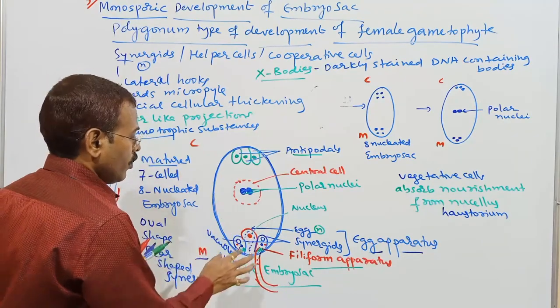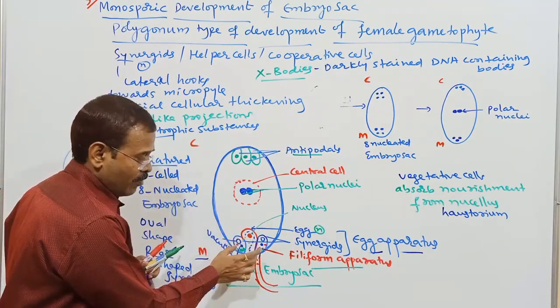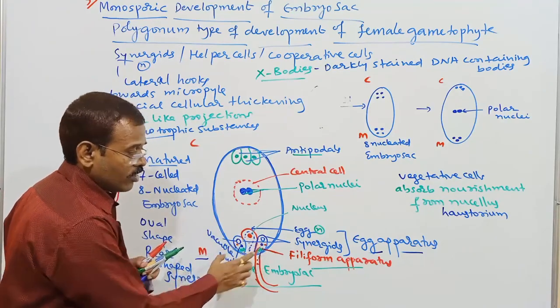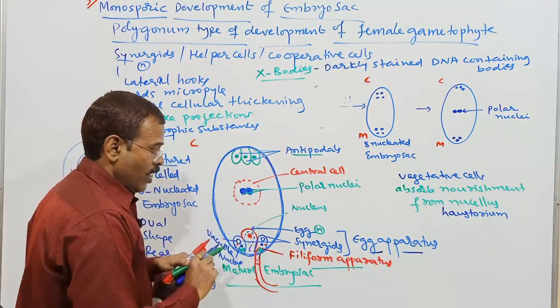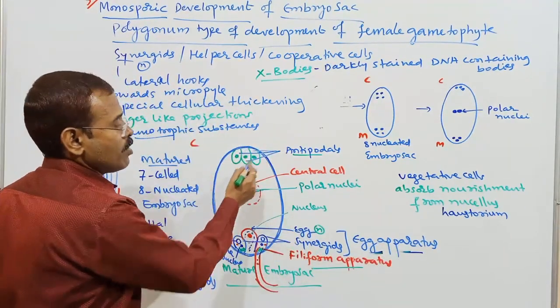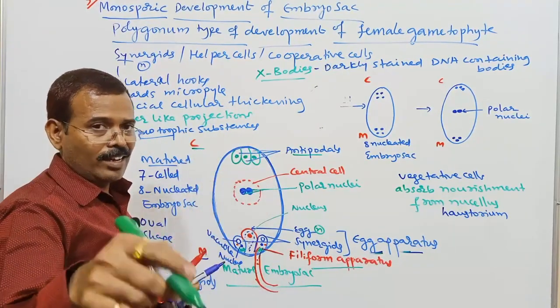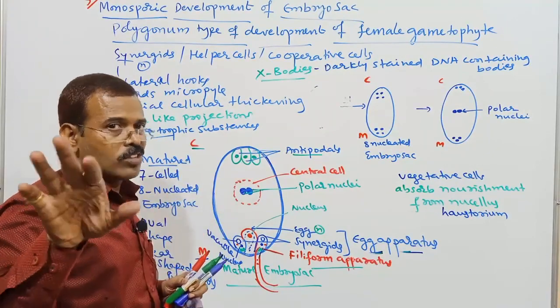So this is the single haploid egg, which is oval in shape, and the pear-shaped cells are the synergids. This 3-cell structure, one egg and 2 synergids, makes up what we call the egg apparatus, and there are 3 antipodals toward the chalazal end of the female gametophyte. So 3 cells here and 3 cells here, a total of 6 cells.